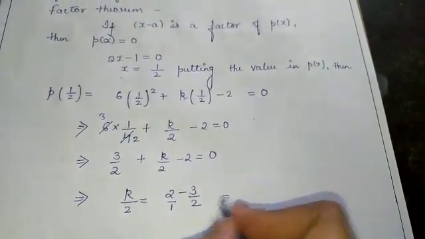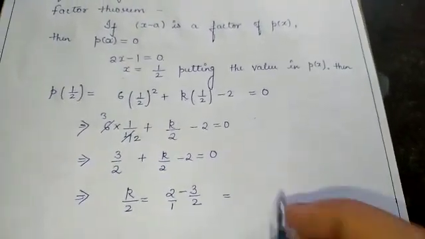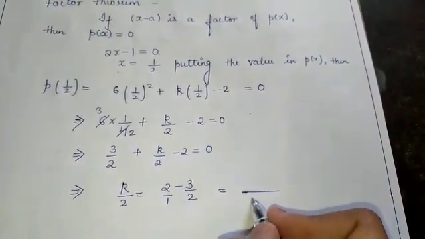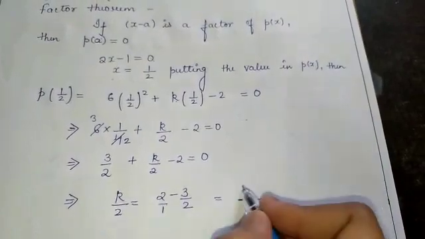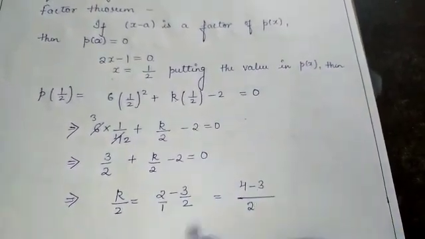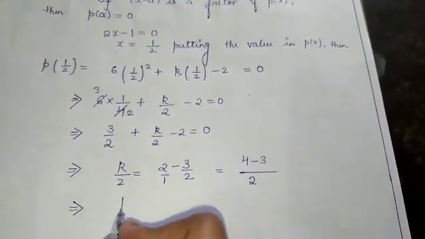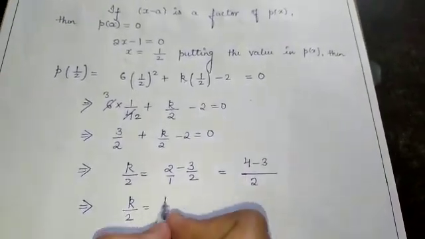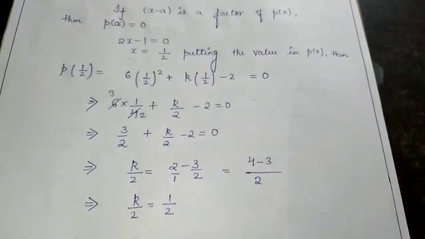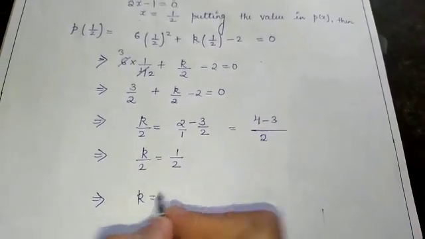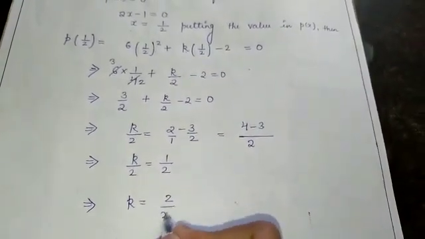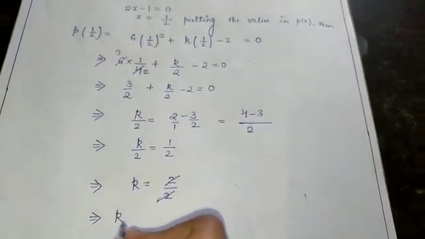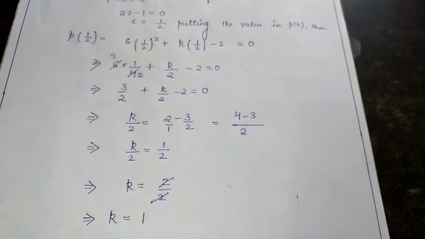Now I am going to take an LCM of these numbers. 1 and 2 is 2, and 2 2s are 4 minus 3, such that k upon 2 is equal to 4 minus 3, which is 1 upon 2, and k is equal to 2 upon 2, which is eliminated, and then the value of k is 1.